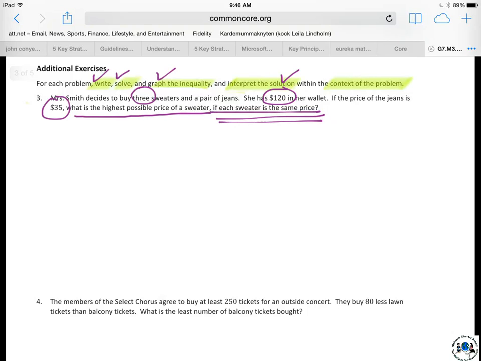Go ahead, and this is your time to shine. If you would, go ahead and write your equation, solve that equation, graph that inequality, and then write an interpretation of that solution. Okay, and then come on back and we'll check it together.